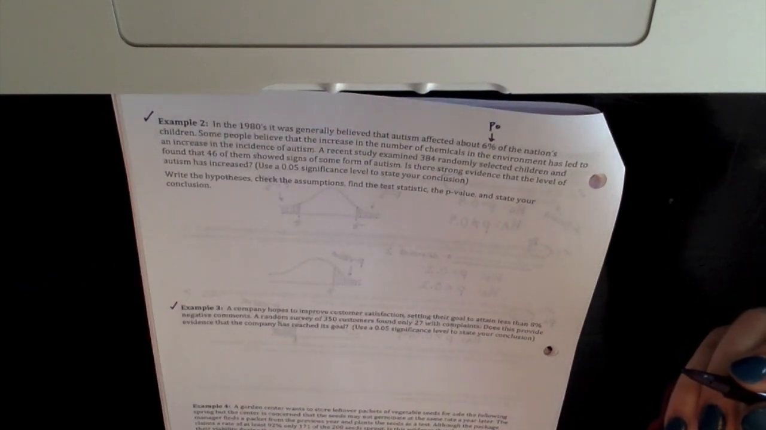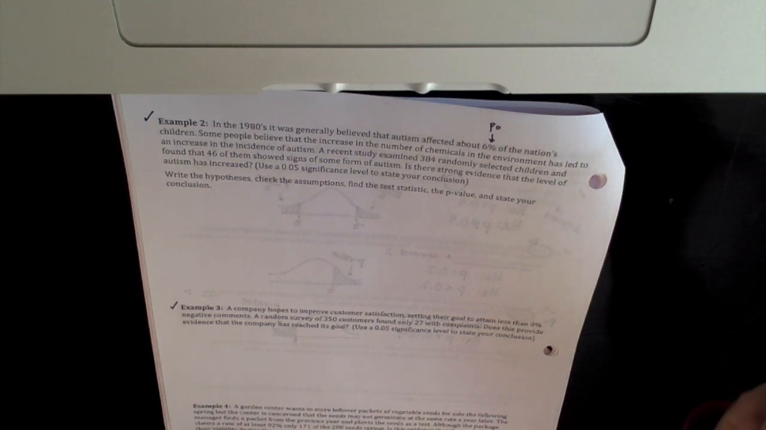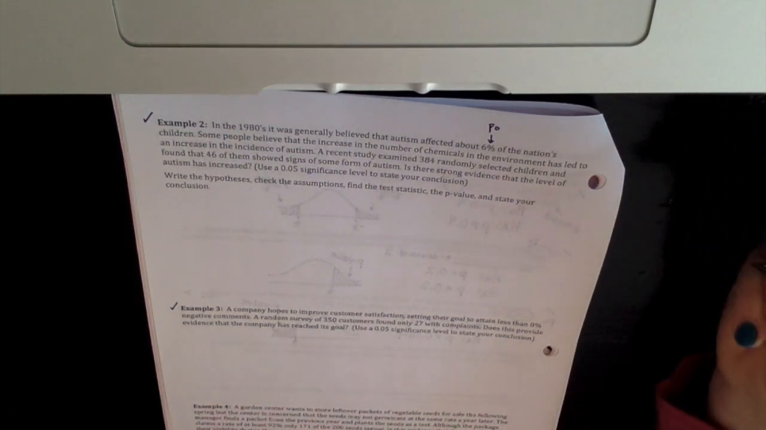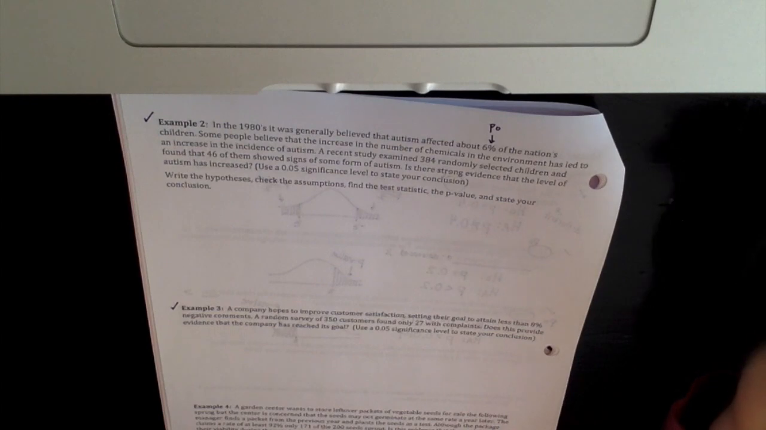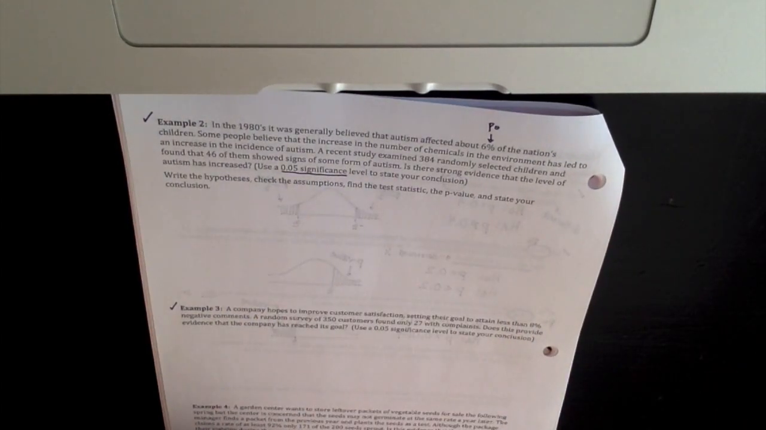Some people believe that the increase in the number of chemicals in the environment has led to an increase in the incidence of autism. A recent study examined 384 randomly selected children, and found 46 of them showed signs of some form of autism. Is there strong evidence that the level of autism has increased? Okay, so there's a ton of information here, including right here a significance level at the end. Okay, so we were given everything that we need to run this hypothesis test.